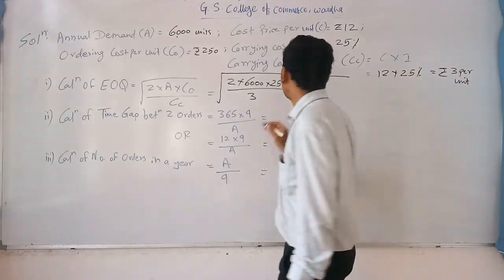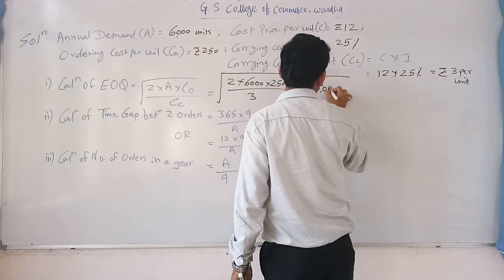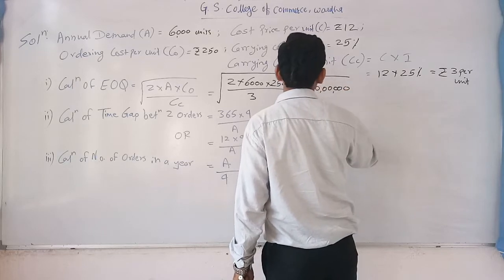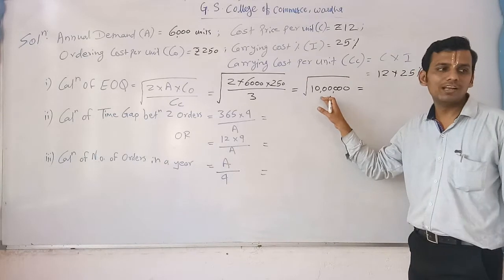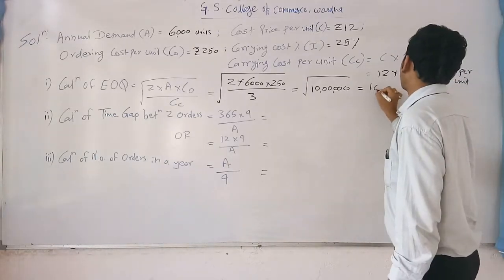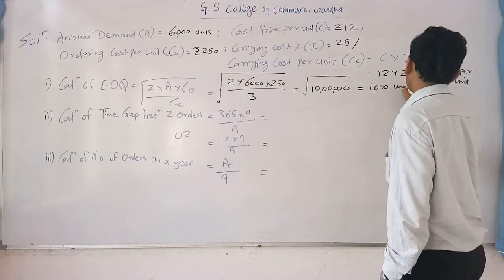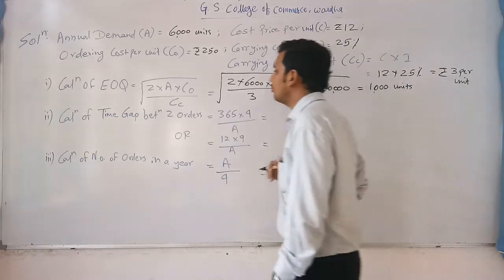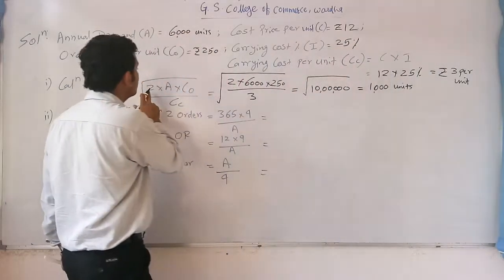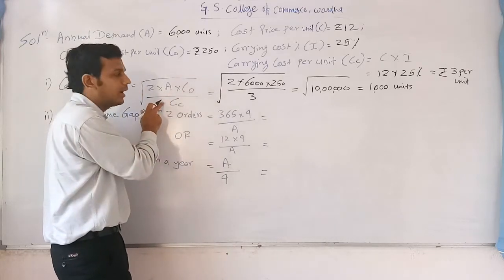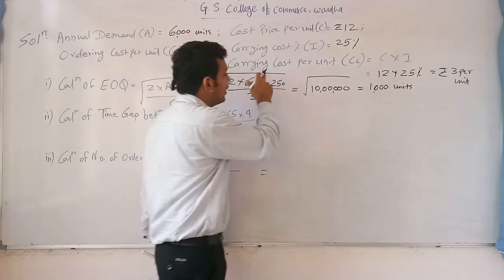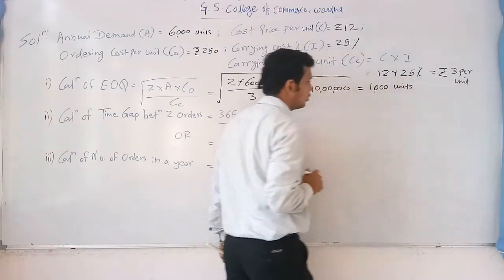Once we simplify the formula, we would get our answer. It would be under root 10 lakh, under root 10 lakh. After solving that under root, we would get our answer 1,000 units, that is our EOQ. Simply we have just put the values: 2 multiplied by 6,000 multiplied by 250 divided by 3. After simplifying the whole formula, we get our answer 1,000 units.